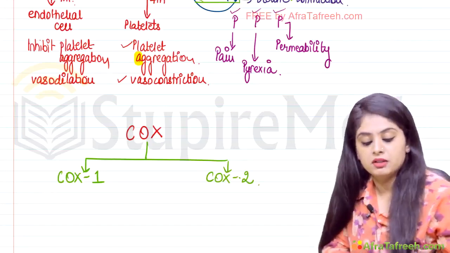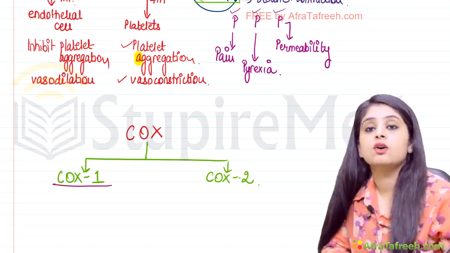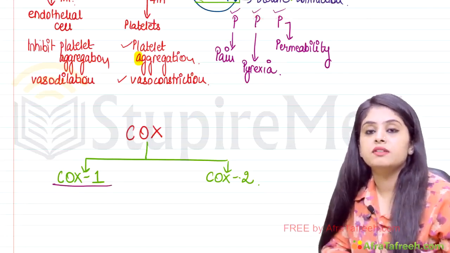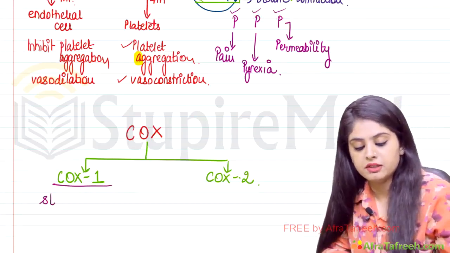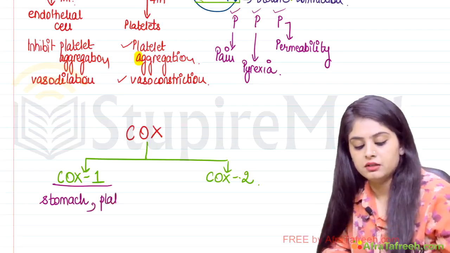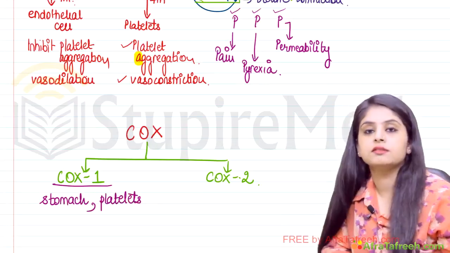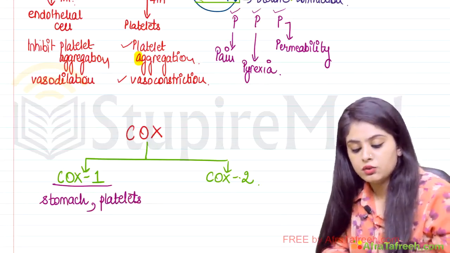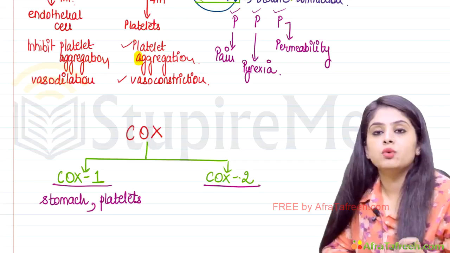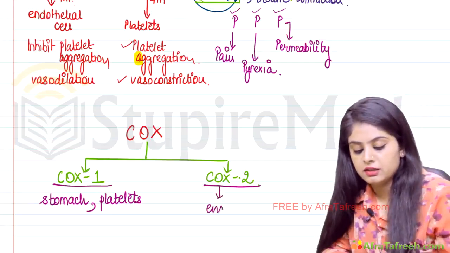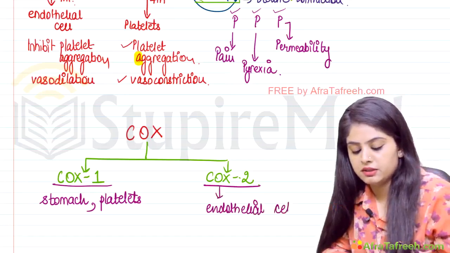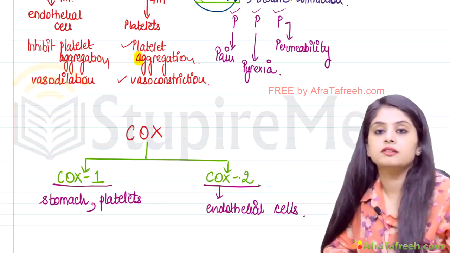Amongst this, remember, COX1 is constitutive, means it is present in almost all normal tissues. For example, it is present in the stomach, it is present in the platelets. COX2, on the other hand, has a more limited distribution. It is present in the endothelial cells.